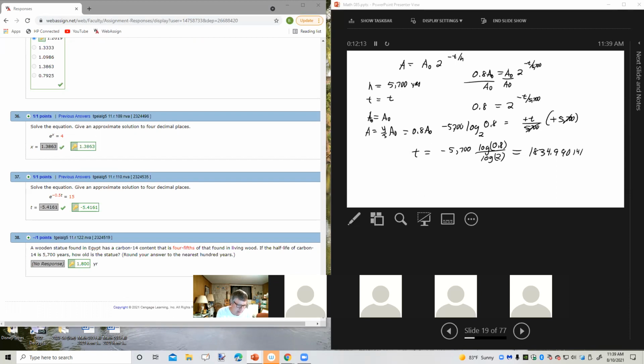1834.990141. Now, I can tell you, this is one of the most missed problems, whether it's in the homework or on the test, and the reason is because people don't follow the directions. It says, round your answer to the nearest 100 years. Well, that would be right there, and that would round down. So the answer would be 1,800 years. So read and follow the directions.